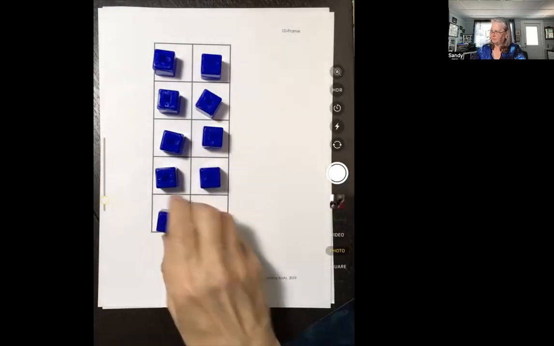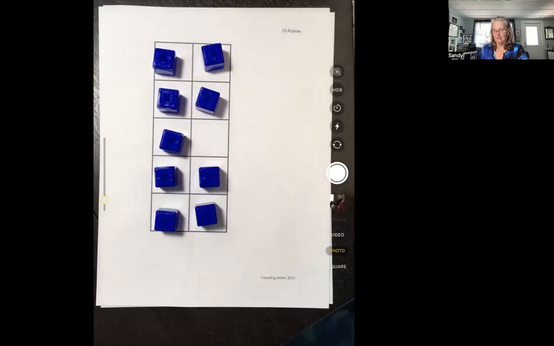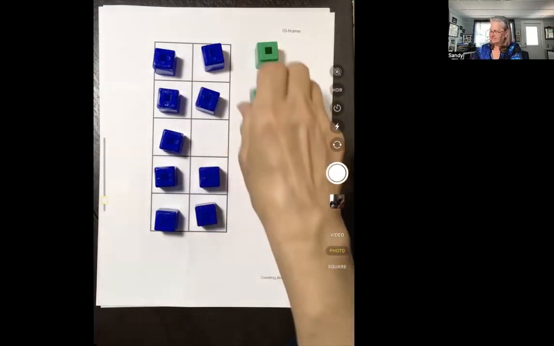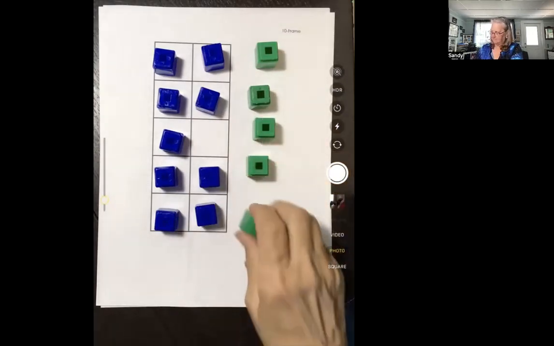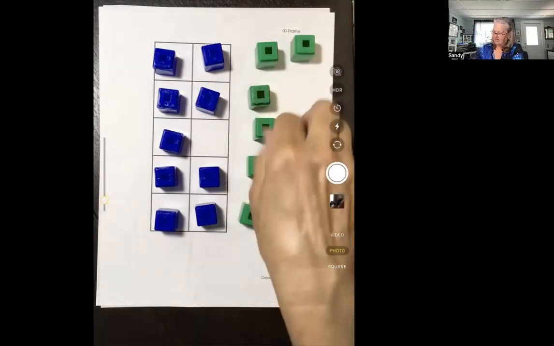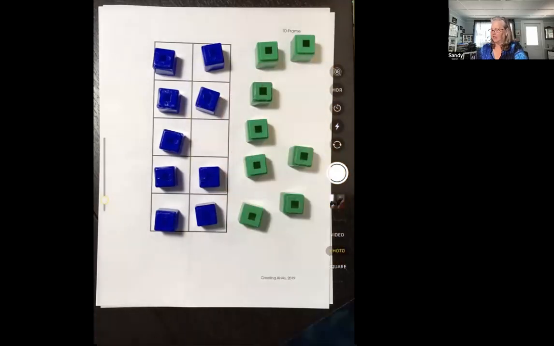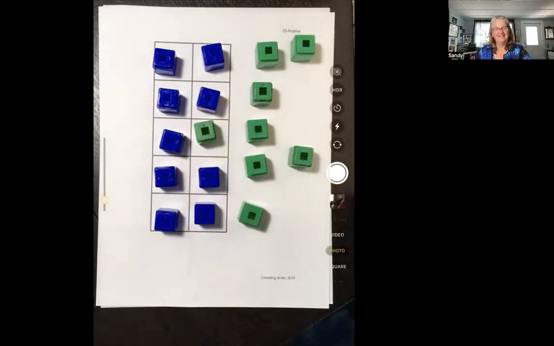It doesn't matter which block is empty. That could have been empty. This one could have been empty. It's still 9, 1 fewer. And then I have 8 on the outside. Notice I don't have to put them all right next to each other. But what is 9 and 8 the same as? 10 and 7.